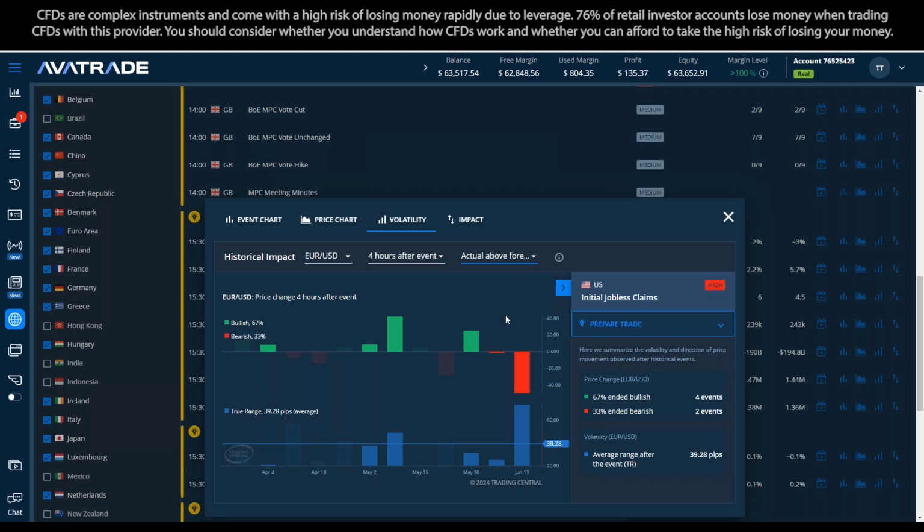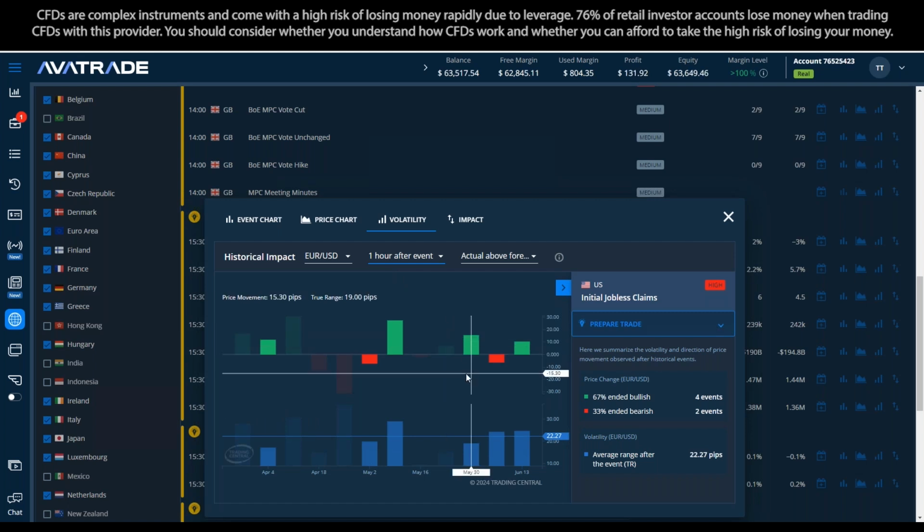So sometimes you'll look at it and you'll say, okay, I'll only trade if it comes in a certain way, in this case above forecast, because the data seems stronger percentage-wise. Okay, and you can analyze, well, what was it like after 1 hour? Okay, still 67%, 4 up and 2 down.